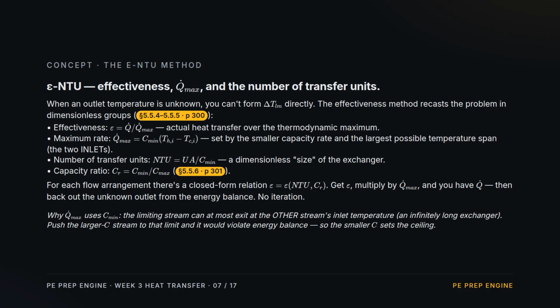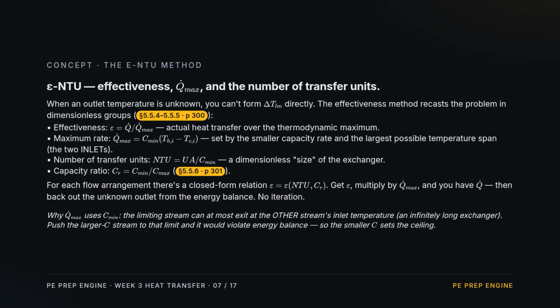The effectiveness NTU method. When an outlet is unknown, you can't form delta T LM, so this recasts everything in dimensionless groups. Effectiveness, epsilon, is actual heat transfer over the thermodynamic maximum. Q dot max equals Cmin times the difference of the two inlet temperatures, the smaller capacity rate times the largest possible span. NTU equals UA over Cmin, and the capacity ratio CR is Cmin over Cmax.